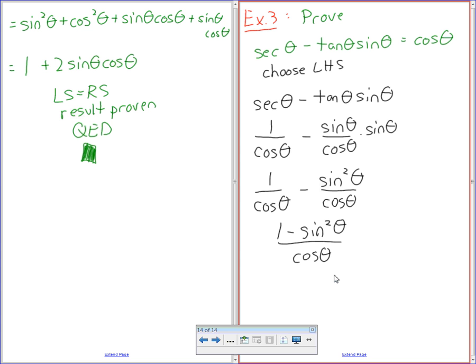Can someone be brave and tell me how to finish this one up? From our Pythagorean identity. Very good. If you don't have that memorized yet, that's okay. You could have also changed the 1 into sine squared plus cos squared, and then the 2 sines will cancel out. Lovely. Why am I happy? Cos squared theta divided by cos theta is just cos theta.